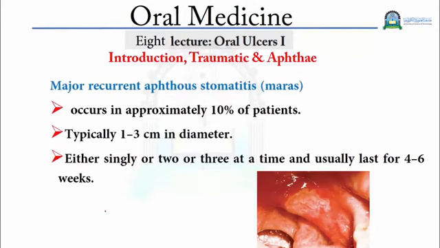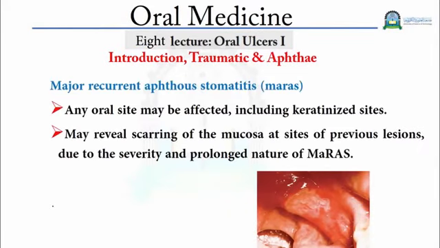Major recurrent aphthous stomatitis occurs in approximately 10% of patients, typically 1 to 3 centimeters in diameter, so it is larger than the minor aphthous ulcer, occurring either singly or 2 or 3 at a time, and usually lasts for 6 weeks. As we see in this clinical picture, this is a major aphthous ulcer.